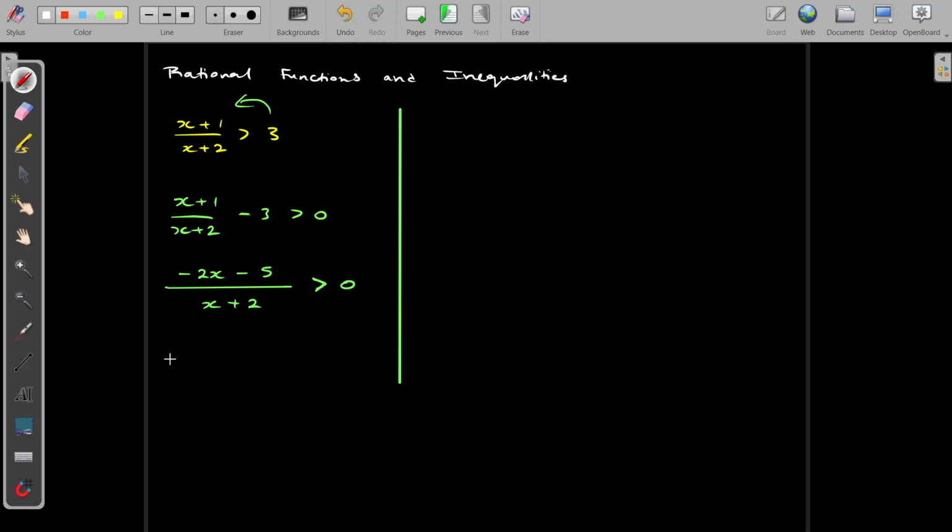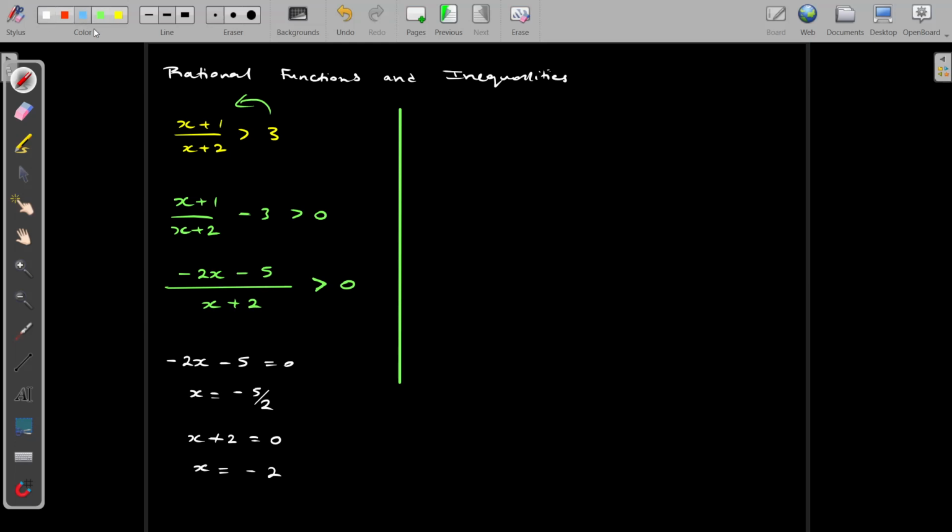So we could say negative 2x minus 5 is equal to 0. X is equal to negative 5 over 2. And then we say x plus 2 is equal to 0. X is equal to negative 2. So that's one way. The other way is that we could multiply both sides by the square of the denominator.